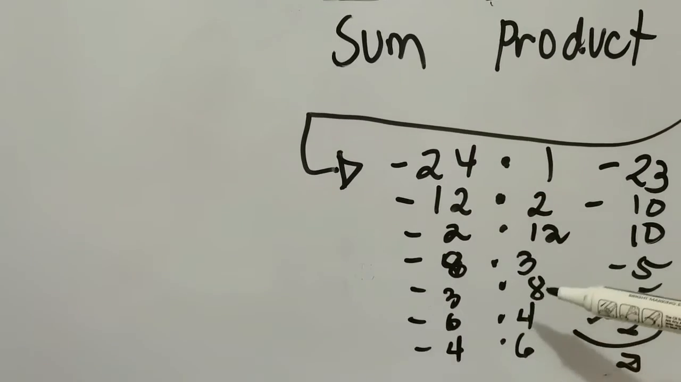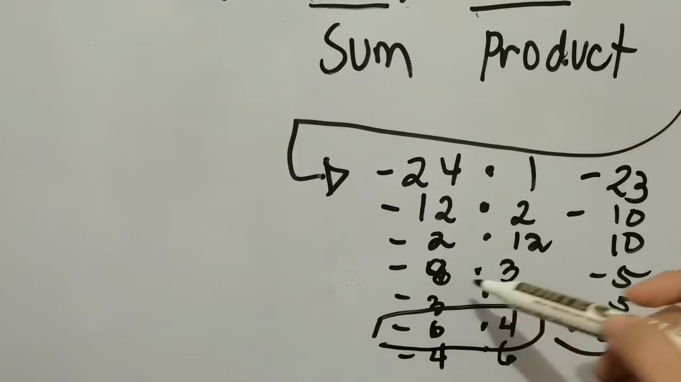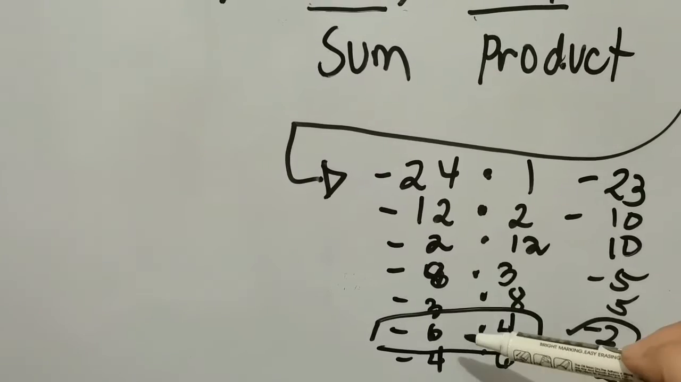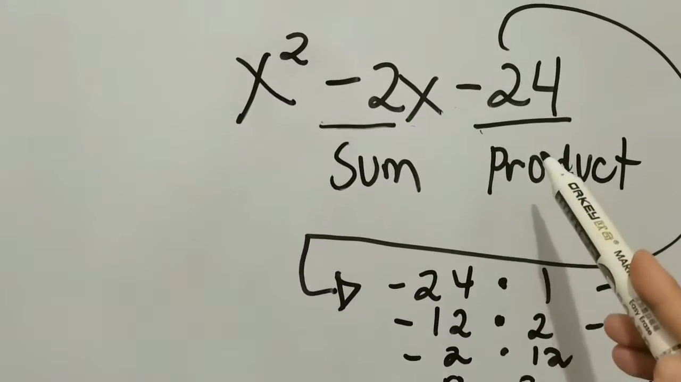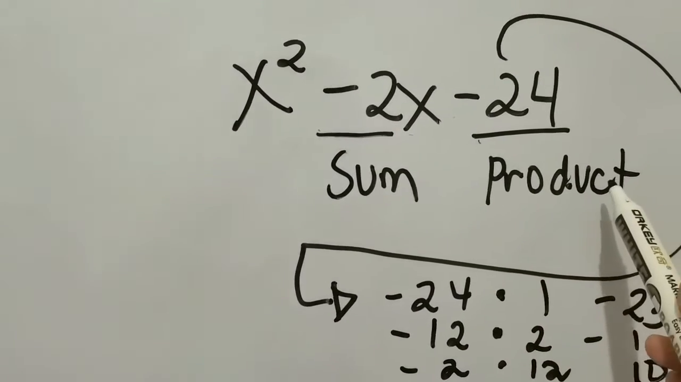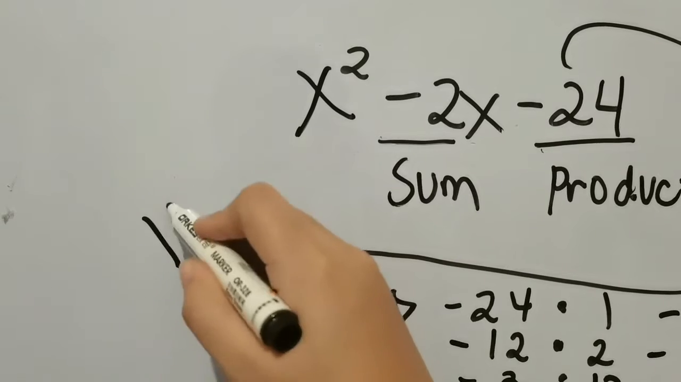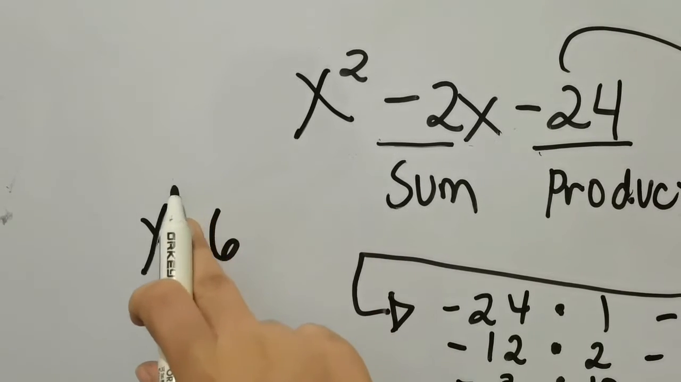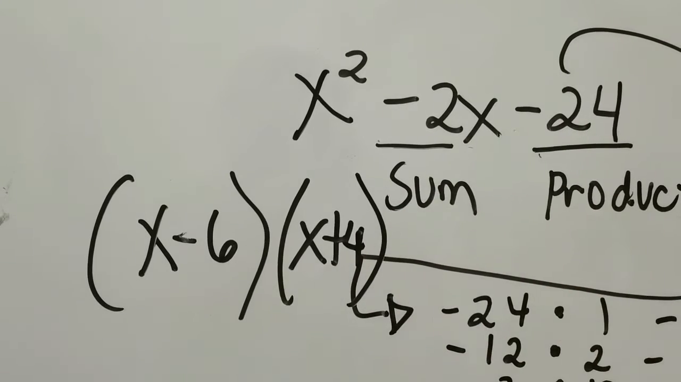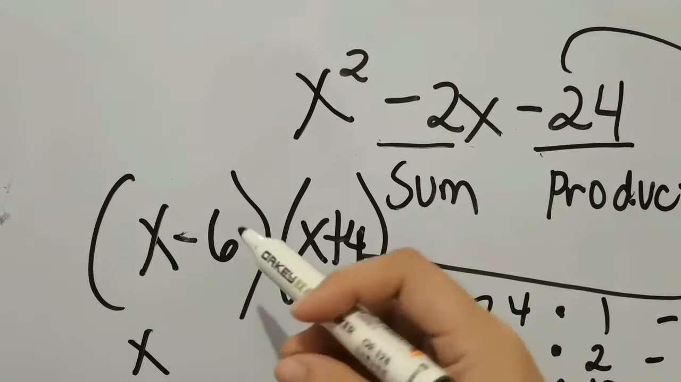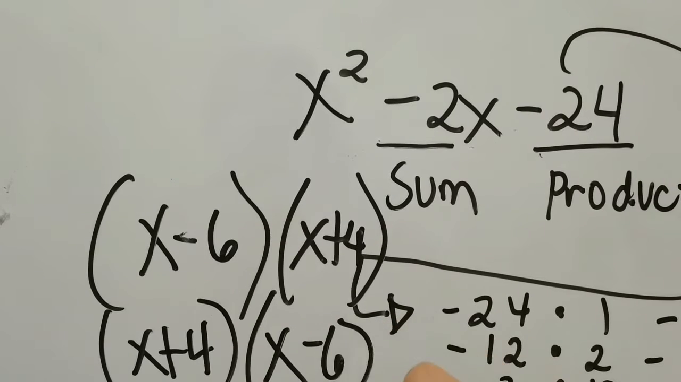So, what are those factors? These two numbers, when we add, equal negative 2. And when we multiply, equal negative 24. Therefore, the factors of this general trinomial are x minus 6 and x plus 4. Or, it can be reversed, x plus 4 and x minus 6.